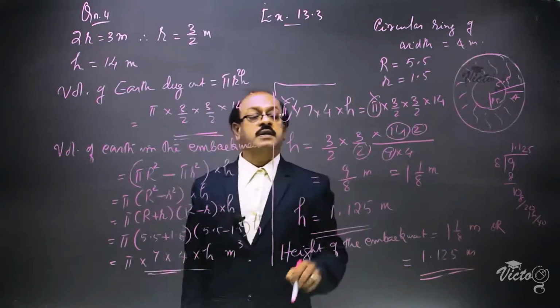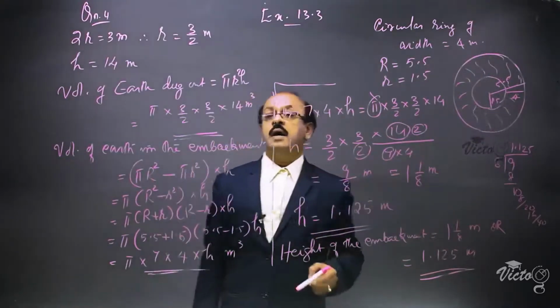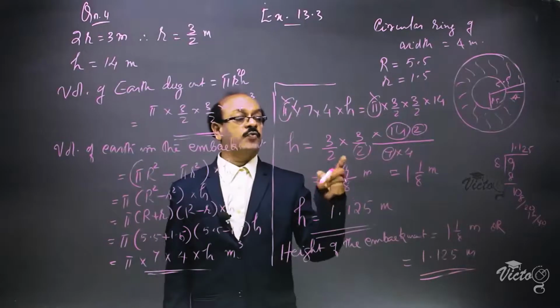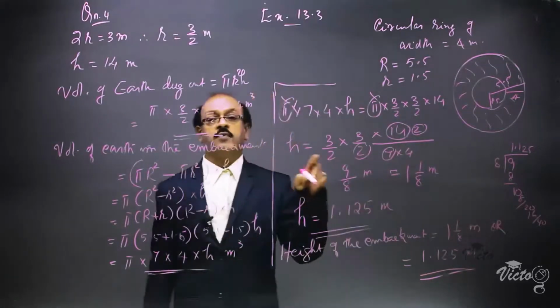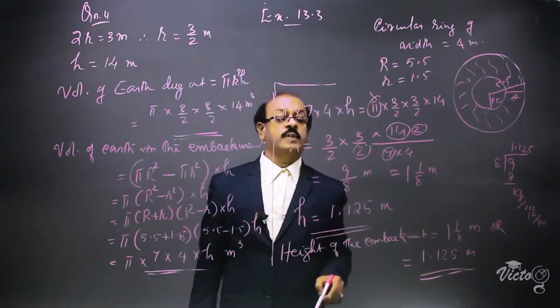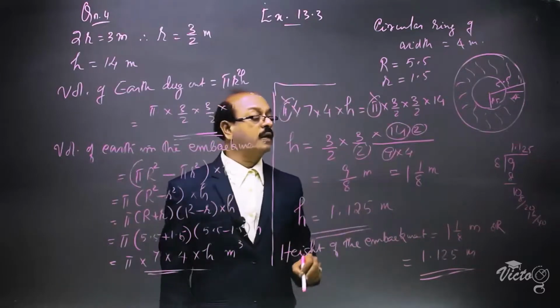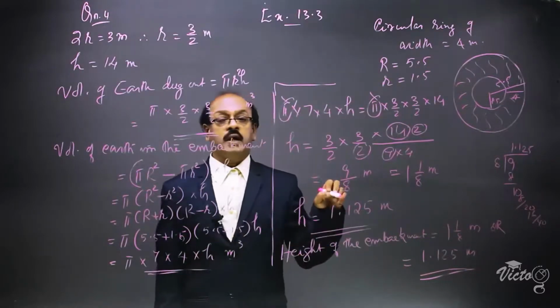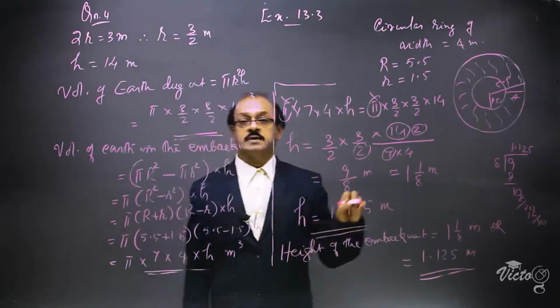9 by 8, since it is an improper fraction, we can divide and put it as a mixed fraction. So, the value of h we can write as 1 and 1 by 8 meter, or in decimal form 1.125 meter. Both the forms are correct. So, height of the embankment h is equal to 1 and 1 by 8 meter or 1.125 meter. This is the answer. Okay.